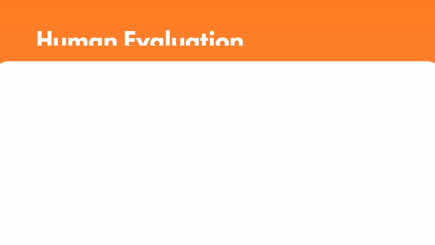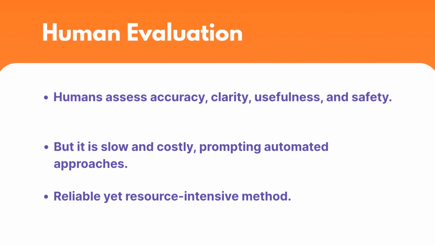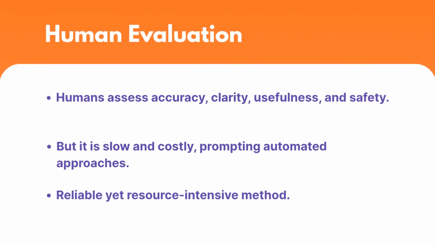One of the most reliable ways to evaluate LLM outputs is through human reviewers. Humans can judge accuracy, clarity, usefulness, safety, but human evaluation is slow and expensive, which means teams often need automated evaluation methods.